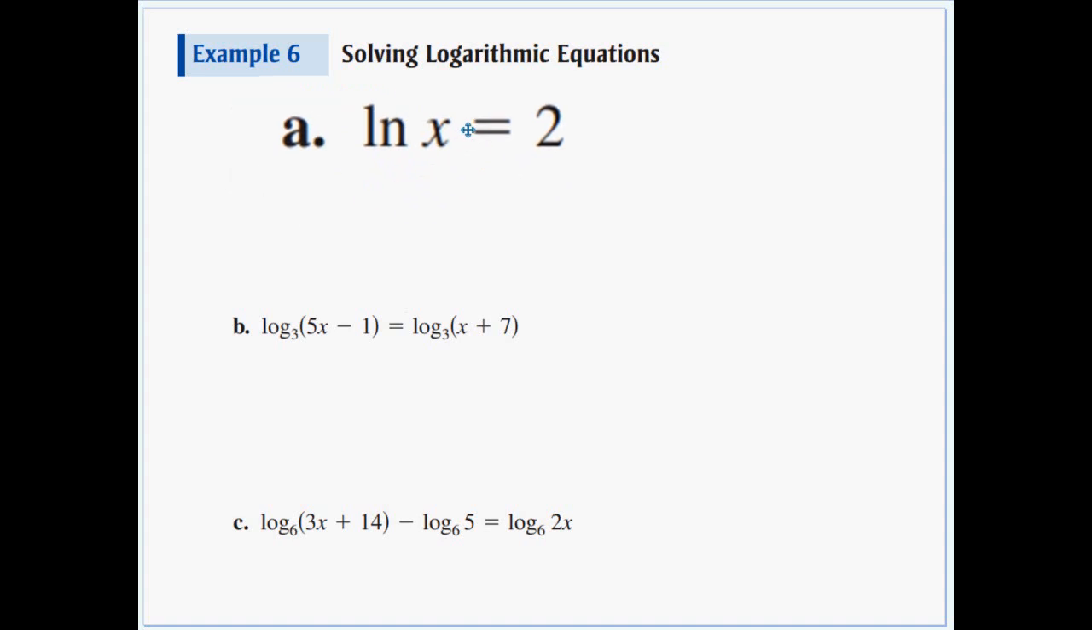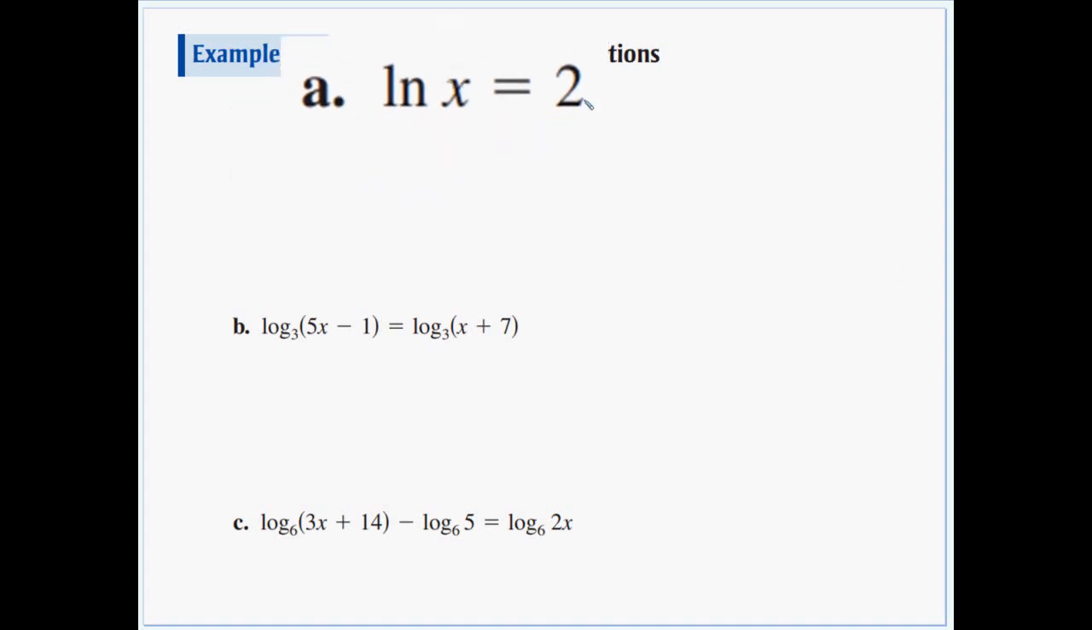So the ln of x is 2. So we're going to base e and base e. So the e to the ln power cancels, and we've got x equals e squared. And the book, I believe, in the example just leaves it as that. We could punch it in the calculator and get a decimal, but I'm getting sick of decimals, so let's leave it as an exact answer.